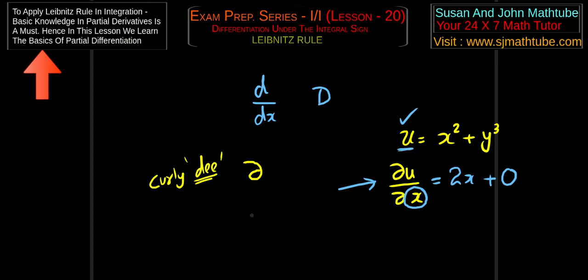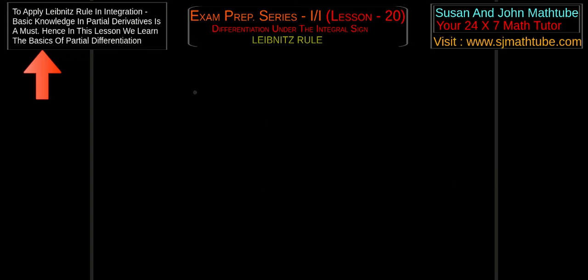Now suppose you want to find the curly d of u with respect to y. That means I have to treat y as the only variable. And the answer will be 0 plus 3y square. So that's it, my friends.